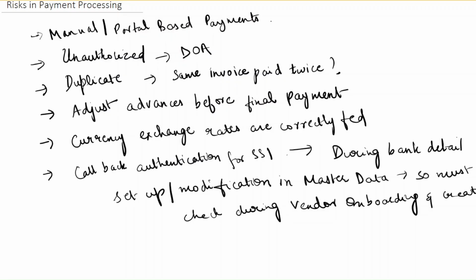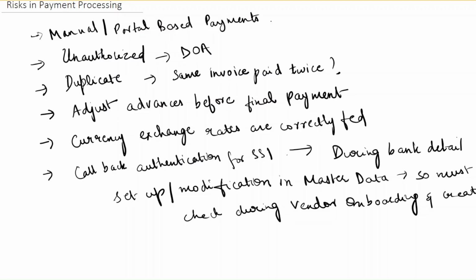Similarly, you need to check what are the controls to ensure that any advances paid to the vendor are appropriately adjusted before making the final payment. Otherwise, it could result in excess payment to the vendors. For foreign currency based payments, we need to check whether there is an appropriate way to calculate the exchange rates to ensure that the exchange rates are correct and accurate.